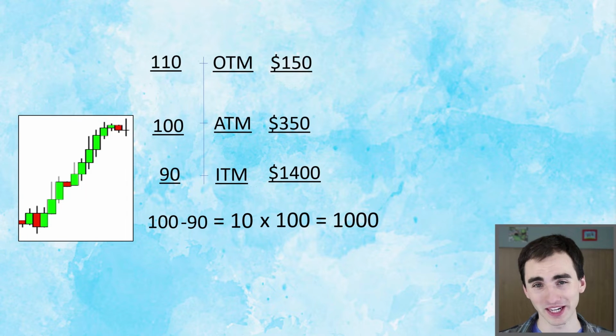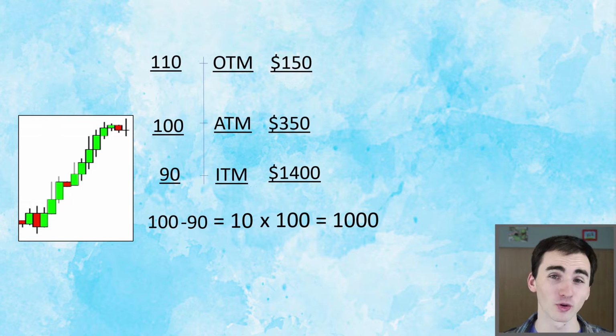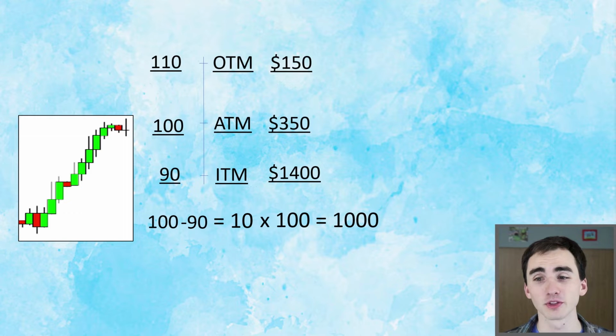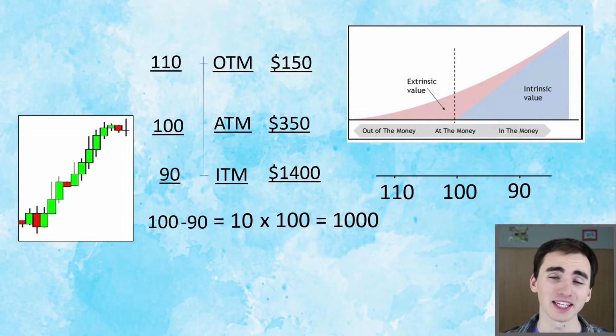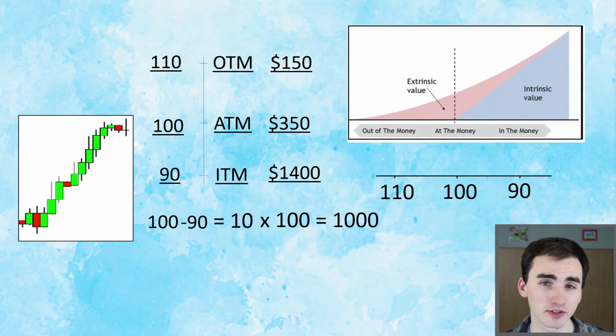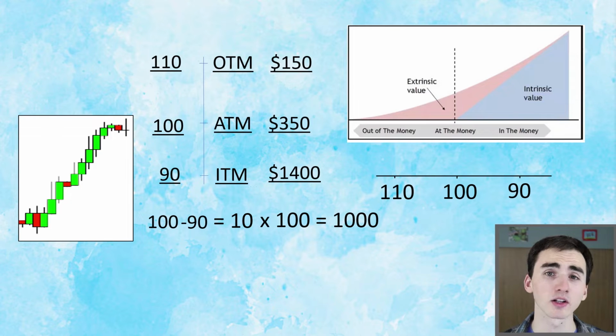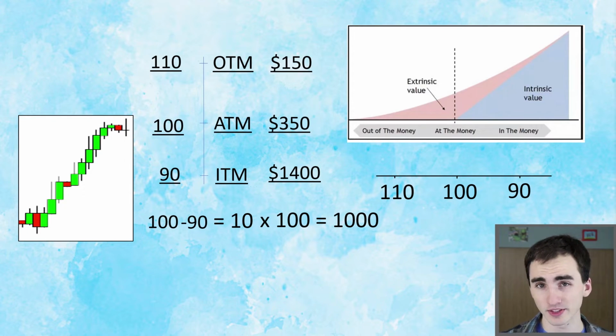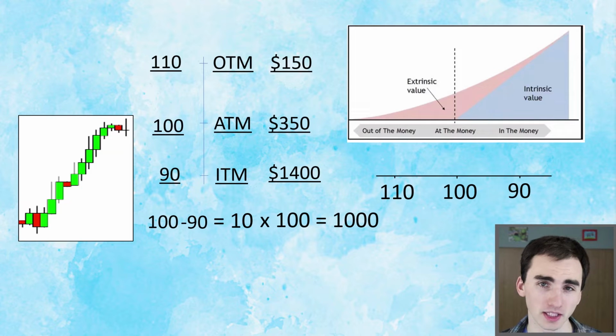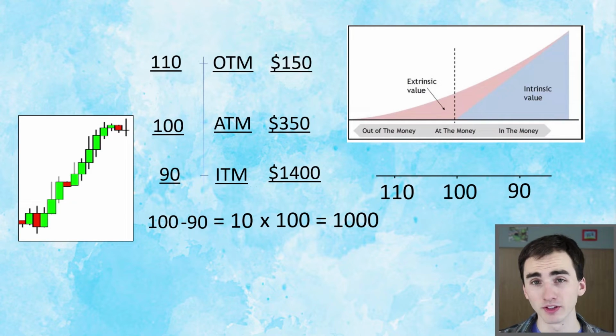Now to get even more complicated on you, there are two different values for pricing options. Those are called extrinsic value and intrinsic value. That intrinsic value is that $1,000 that we talked about. So with this $90 strike price in the money, the intrinsic value would be that $1,000 that we calculated. That's the value of, if we exercise this option right now, how much would we be able to make? If we exercise this option at 90 and we were able to sell it for 100, we would be making that $1,000. That would be intrinsic value.